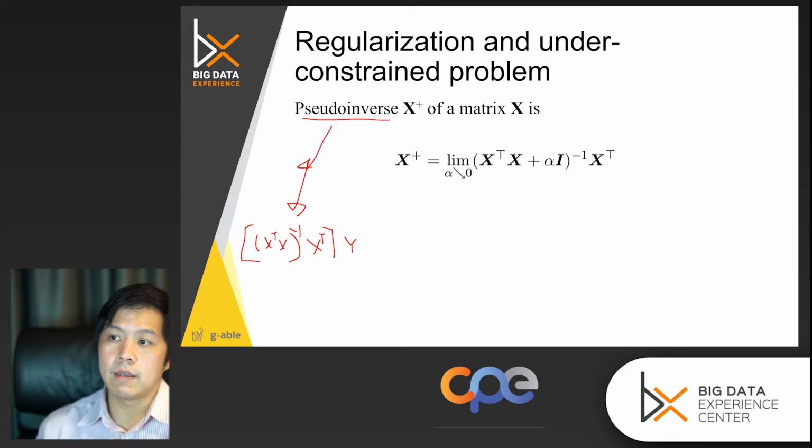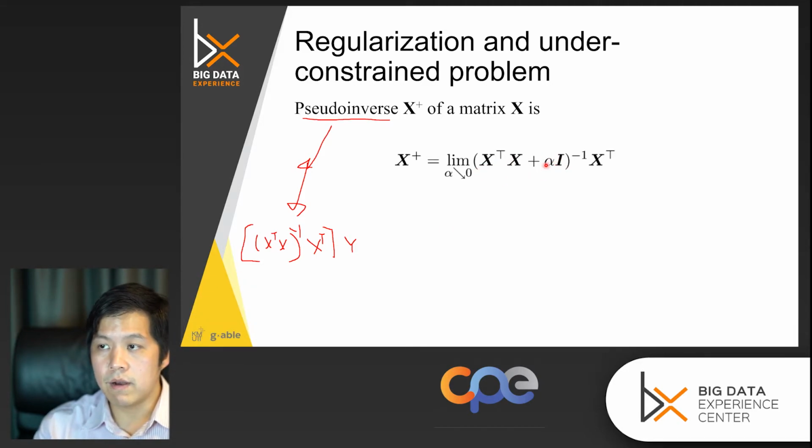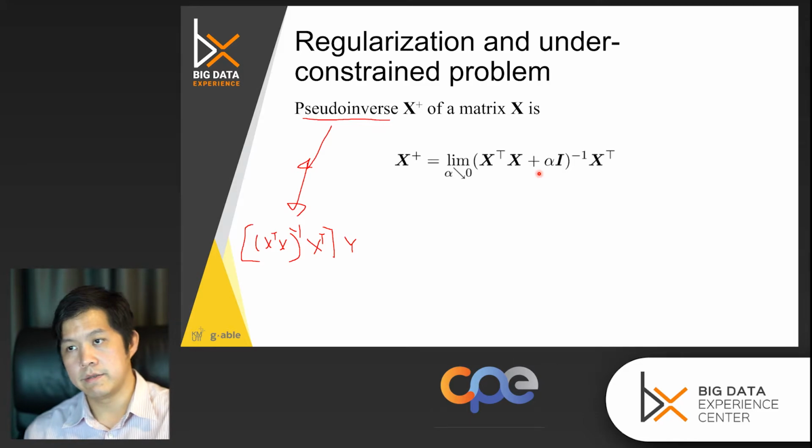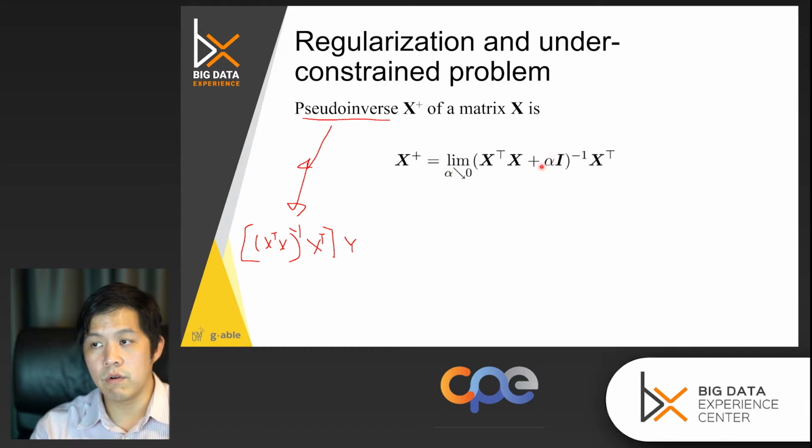what would happen? If you include the constraint in the equation, the result would be that you will have this term, alpha I, inside this as well. So that means the inverse here would have to include the diagonal value of alpha inside. And then with the limit of alpha approaching 0, the effect of this one would be negligible. But if it is quite large enough, then it would change the pseudo inverse value.